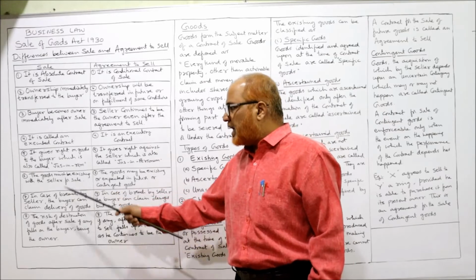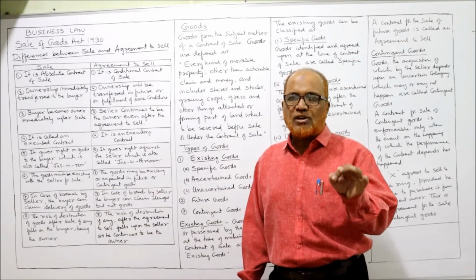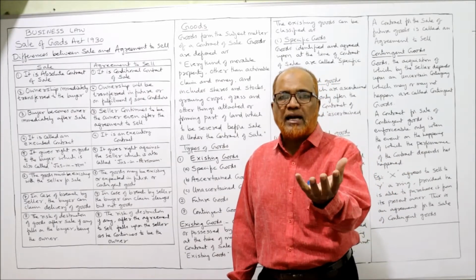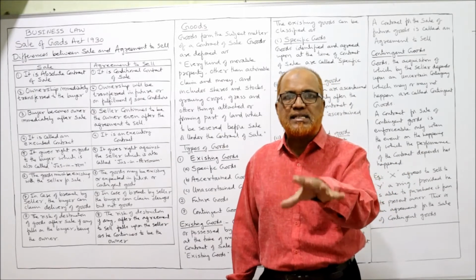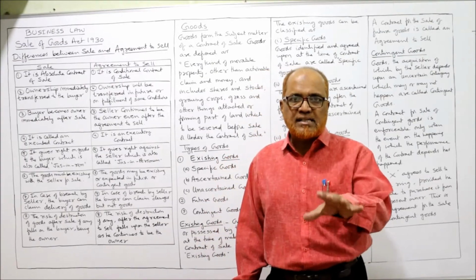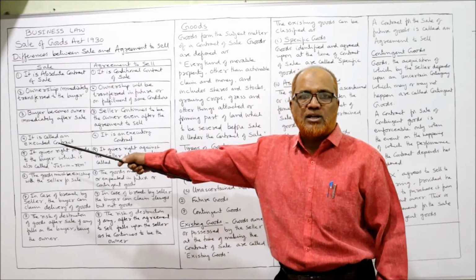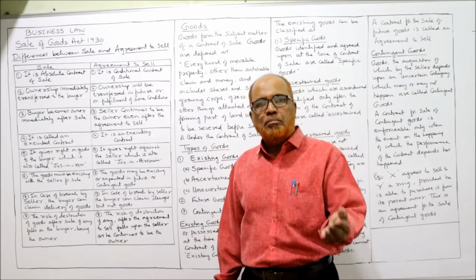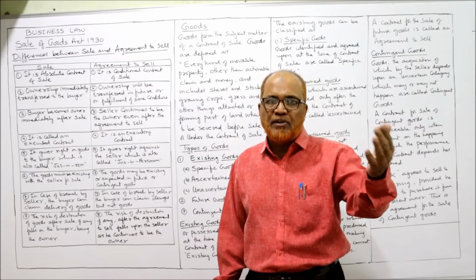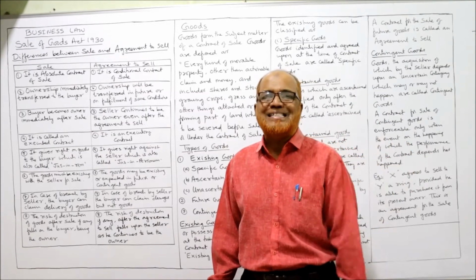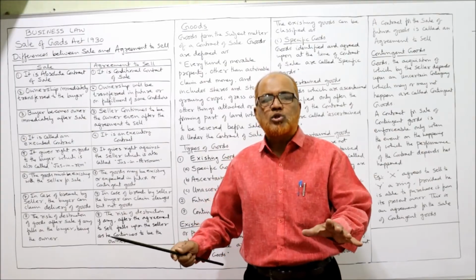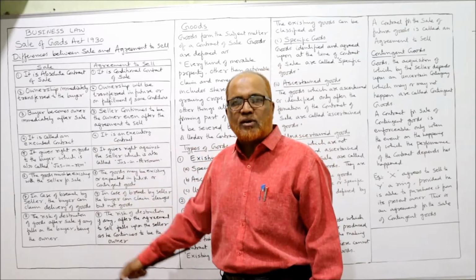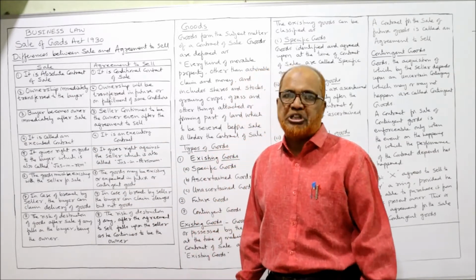Next, the goods must be existing with the seller. In case of contract of sale, the goods should be in the hand of the seller. Existing goods must be there in case of a sale contract. In case of agreement to sell, it may be existing goods, or future goods, or contingent goods. Any type of goods may come in the case of agreement to sell. Whereas in case of contract of sale, only existing goods must be there.